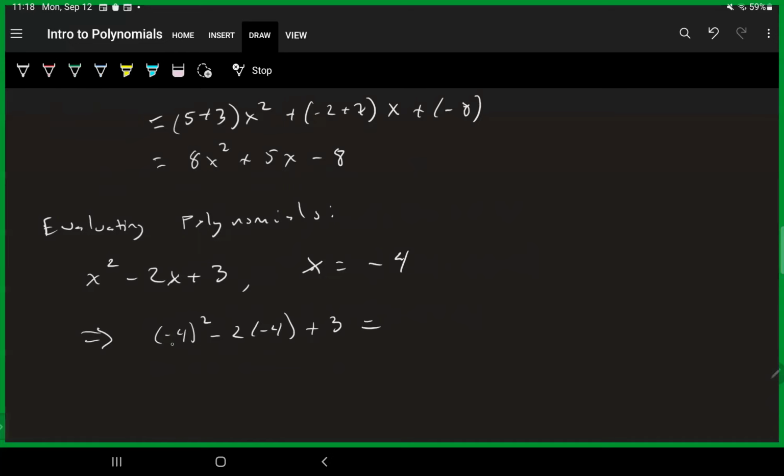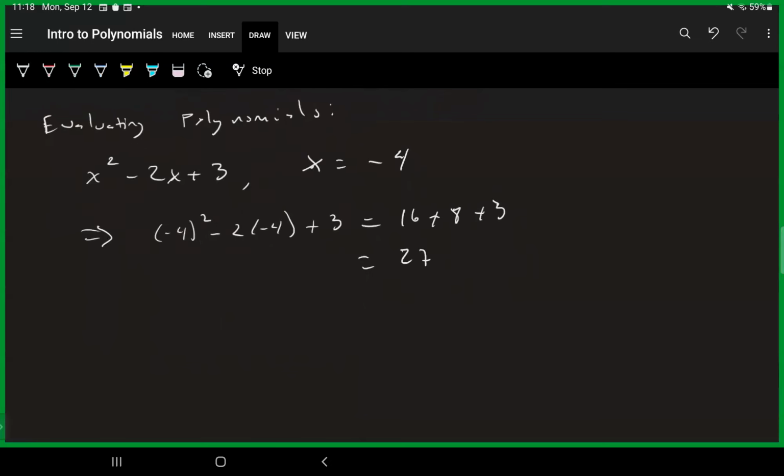I am squaring negative 4. Negative 4 times negative 4 is a positive 16. Negative 2 times negative 4 is a positive 8. And 16 plus 8 is 24. 24 plus 3 is 27. So if we're asked to evaluate a polynomial expression, we're just taking that number and plugging it in and following the order of operations.